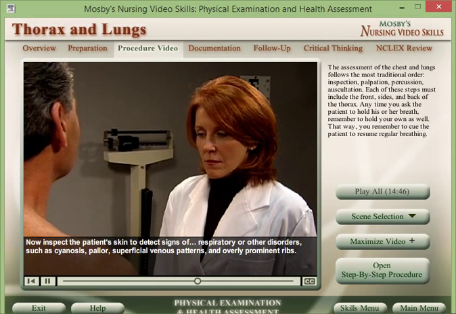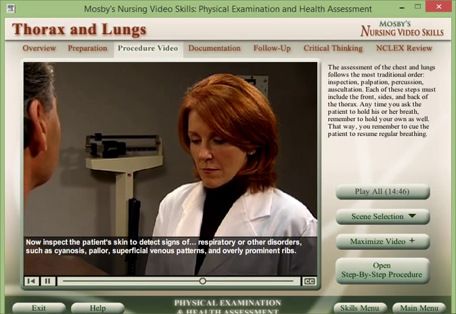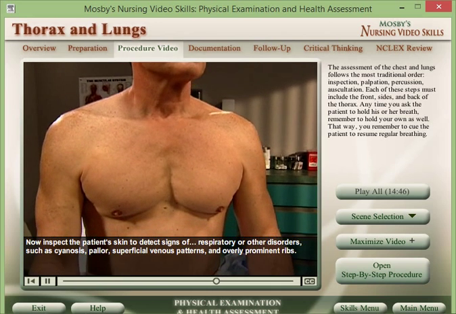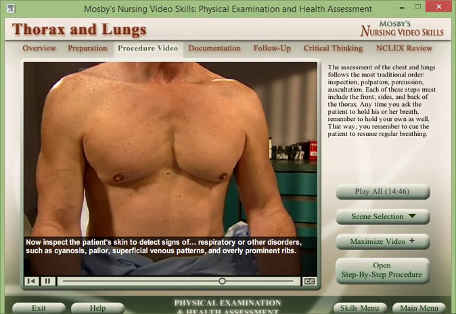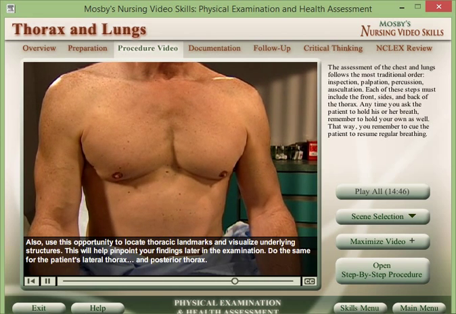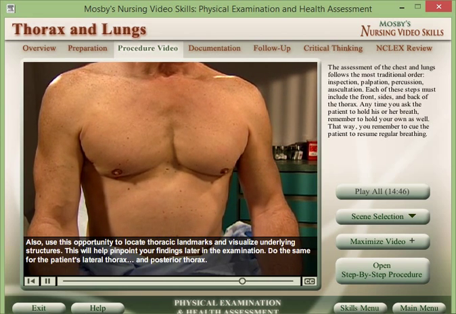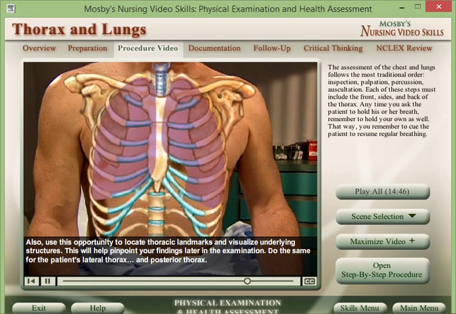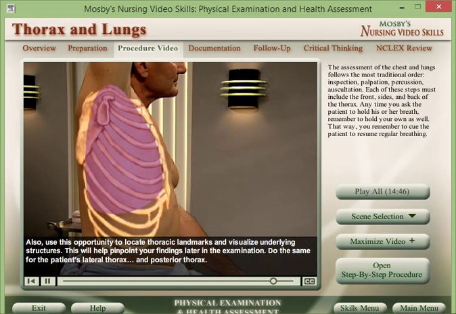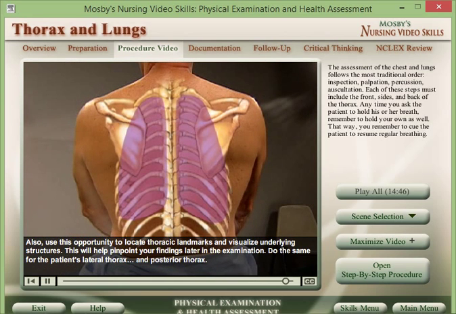Now inspect the patient's skin to detect signs of respiratory or other disorders, such as cyanosis, pallor, superficial venous patterns, and overly prominent ribs. Also use this opportunity to locate thoracic landmarks and visualize underlying structures. This will help pinpoint your findings later in the examination. Do the same for the patient's lateral thorax and posterior thorax.